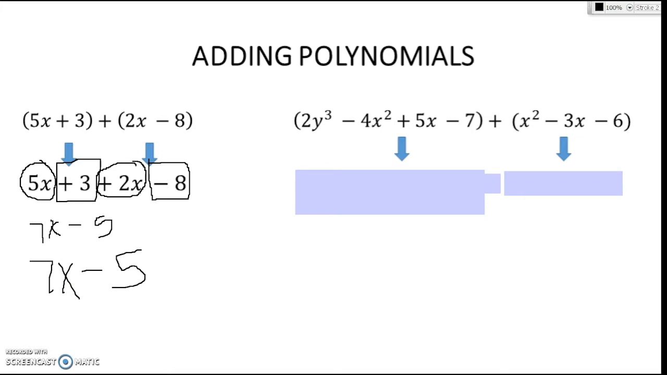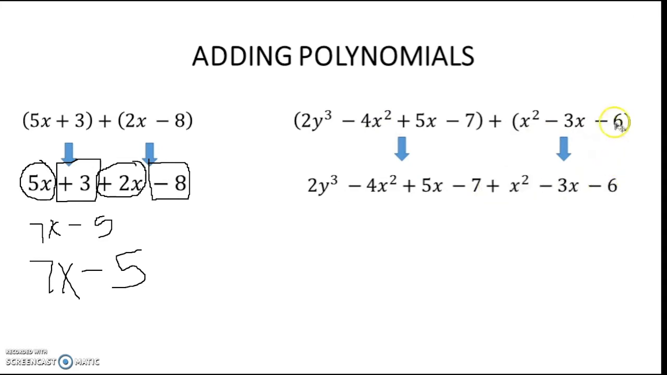Now we're going to come over here and do the same thing. We're going to get rid of the parentheses, bring down our plus sign, and we've rewritten our problem by just dropping those parentheses. So now let's see what we're going to do. Let's start with the 2y to the third. I look here and I notice there's no other terms that have a y to the third. So that tells me that I'm just going to bring that down. There's no other y to the third.